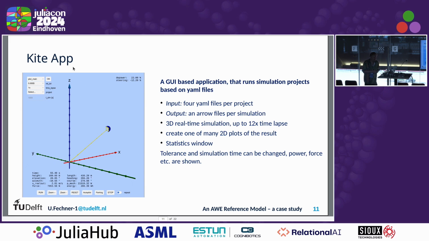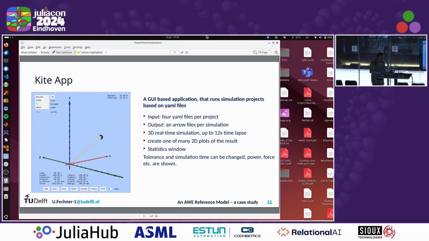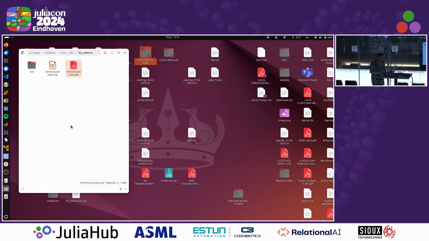It's a 3D simulation that works up to 12 times real time, which is way faster than any other simulator that is out there. Most simulators work at 10% real time or whatever. They are written in Simulink or in Python. And we can create 2D plots and have a statistics window. I want to shortly show you this software in action.